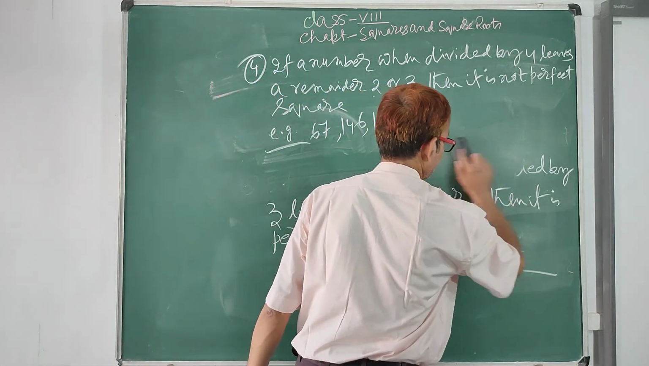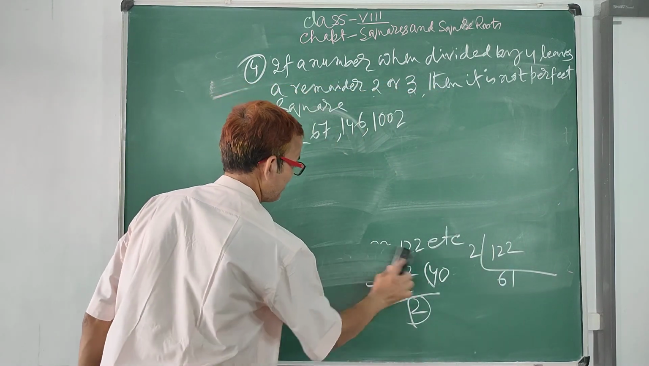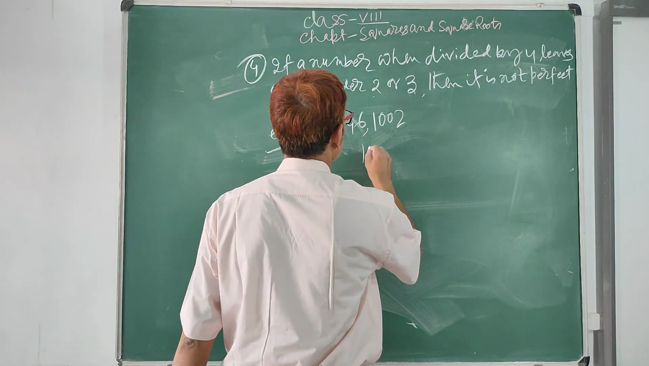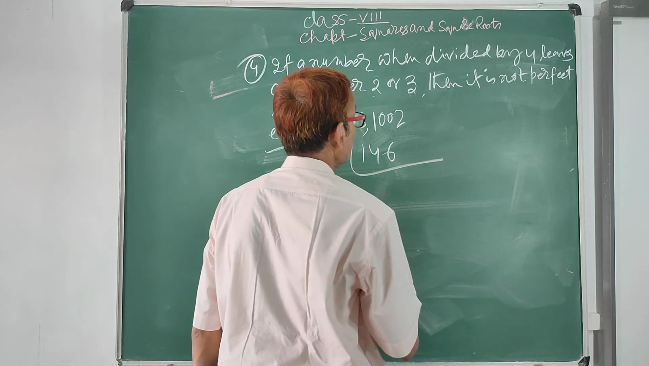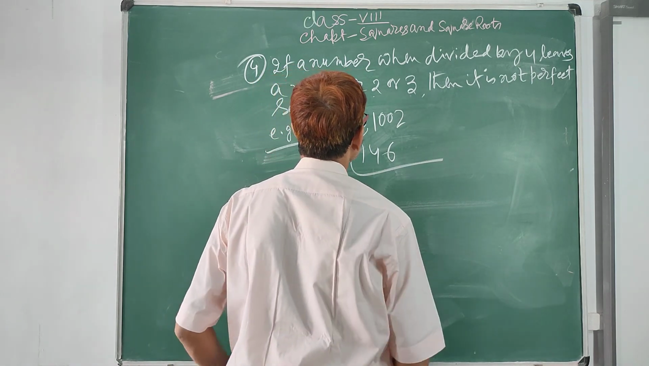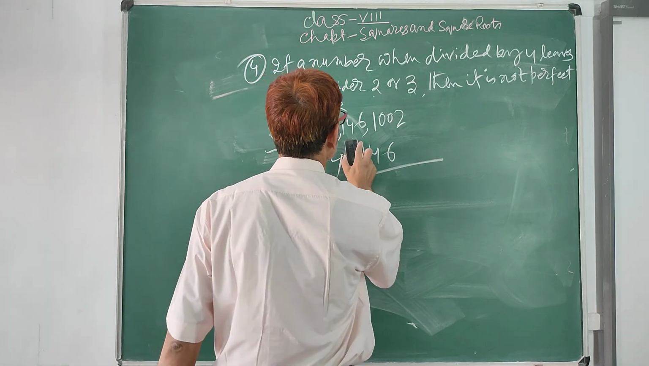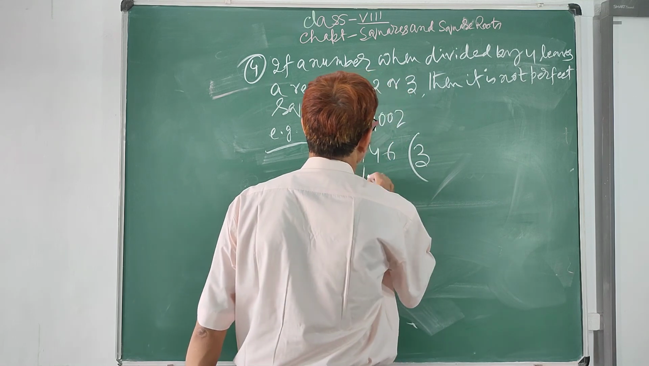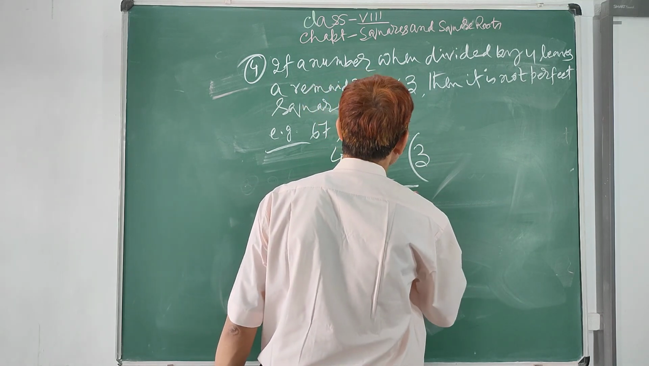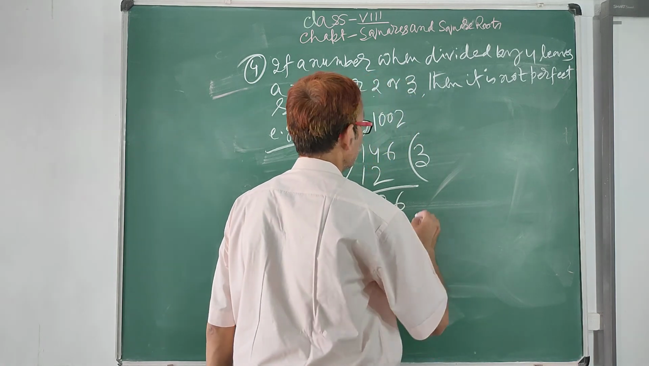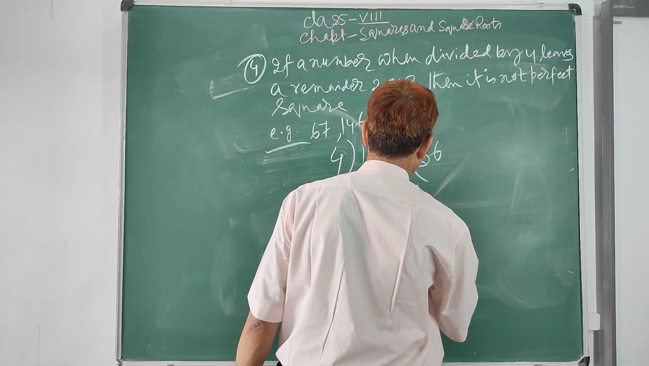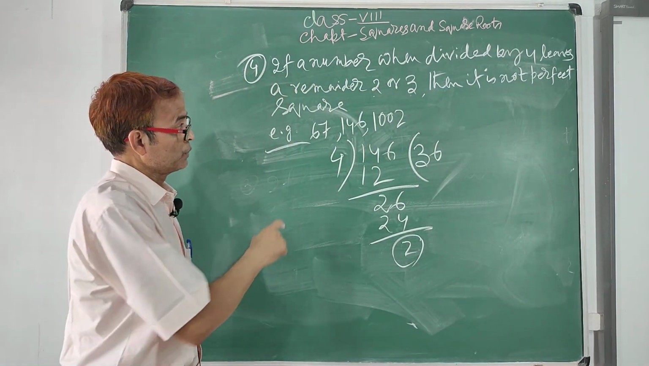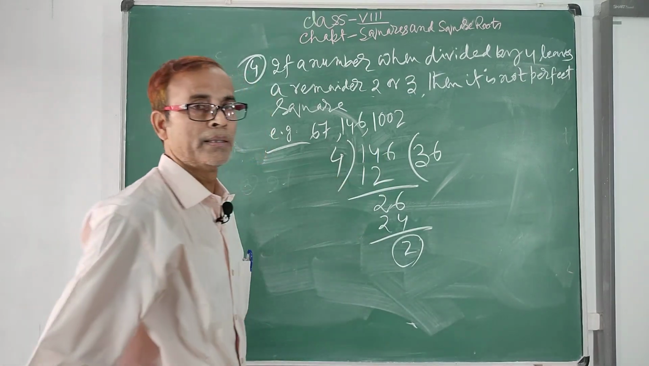So first take any number, say 146, divided by 4. 4 times 36 is 144, so you are getting 2 as a remainder. So this 146 can never be a perfect square number.